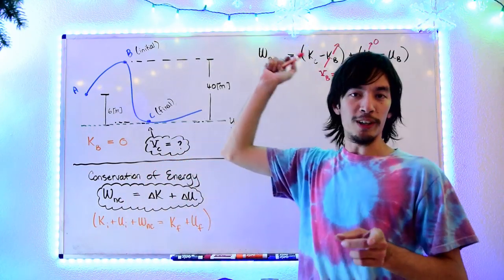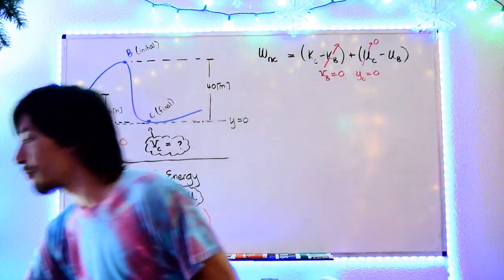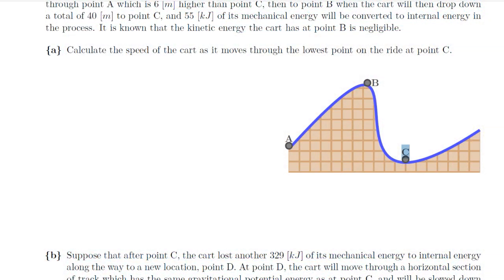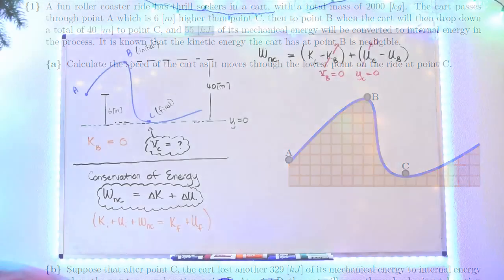Now, speaking of the work done by non-conservative forces, I did state in the problem that as it rolls down the hill from B to point C, it will lose 55 kilojoules of mechanical energy. So the work done by non-conservative forces is what I give you here, but you have to recognize that it is a loss, so it is negative 55 kilojoules. So we won't cross that term out, we'll leave it alone.